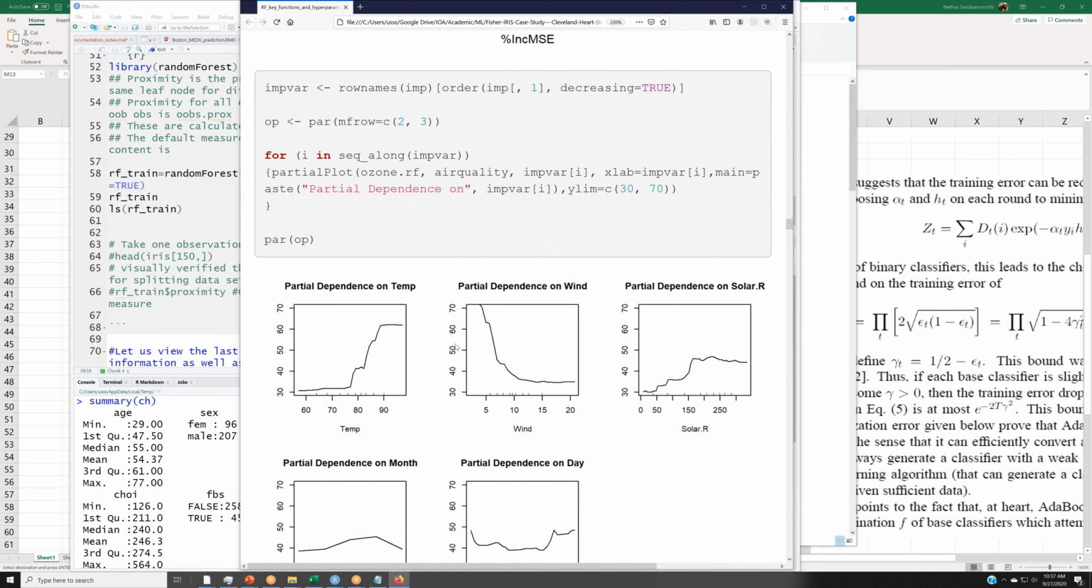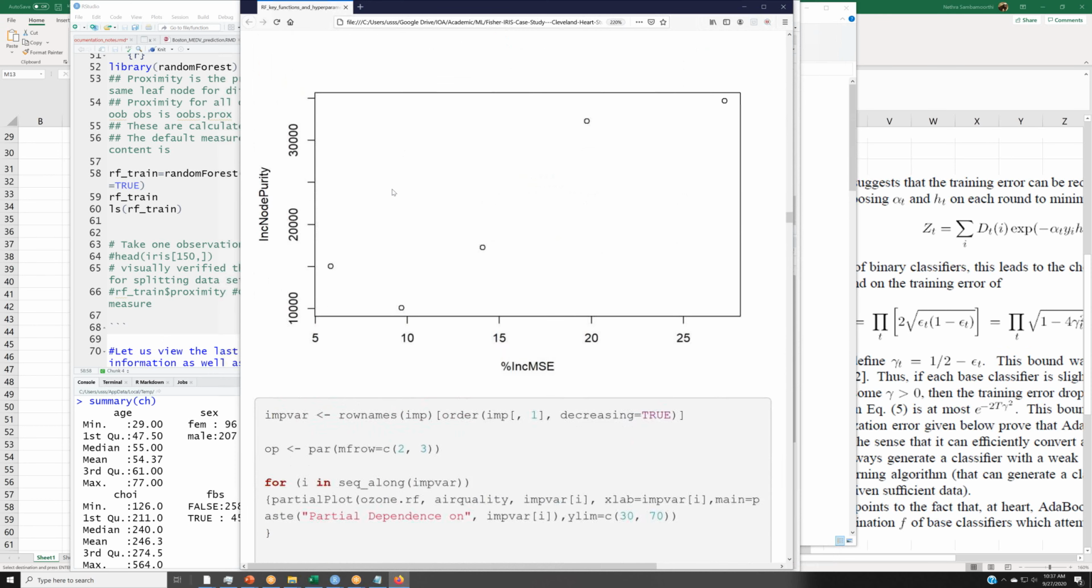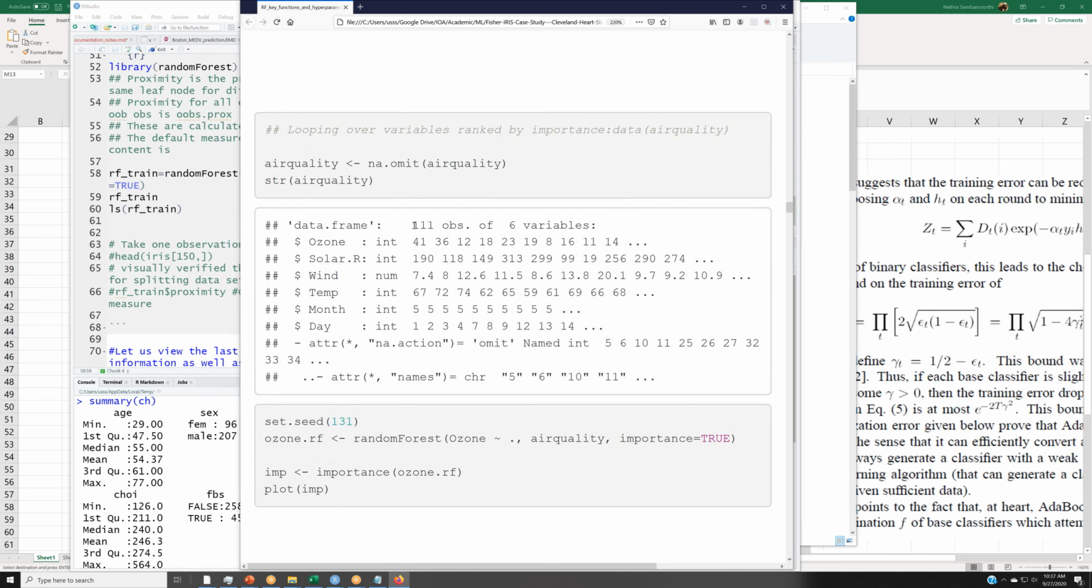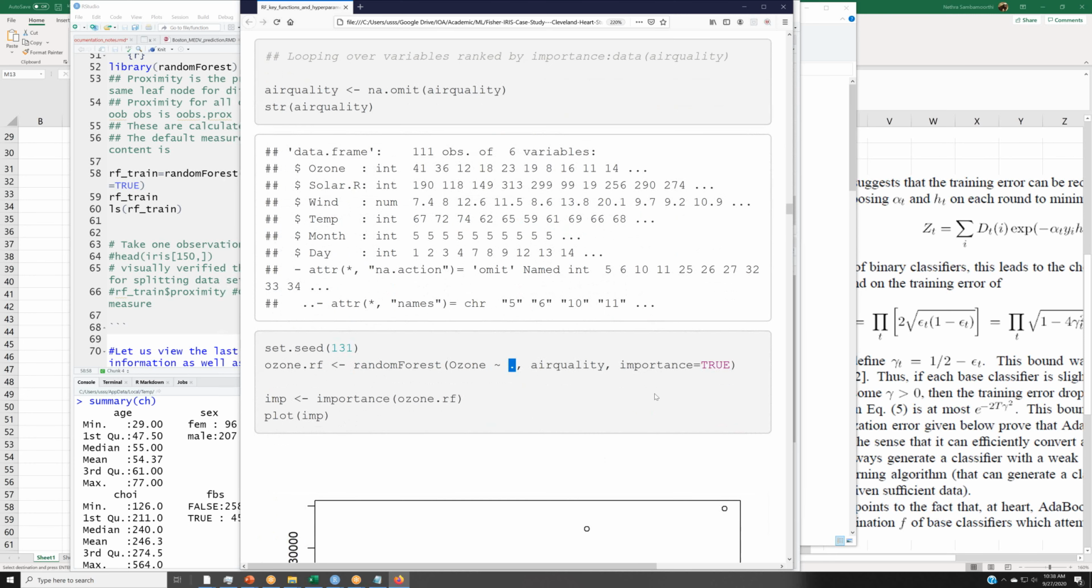Okay. So here is an example. This random forest, if you want to know, this is the data, right? 111 observations, and 6 variables in that air quality data. What we are trying to predict is ozone level, using solar, wind, temperature, month and day. So we are predicting ozone level using all the other 5 variables. We also print the importance of the variables. That's what importance equals true does.